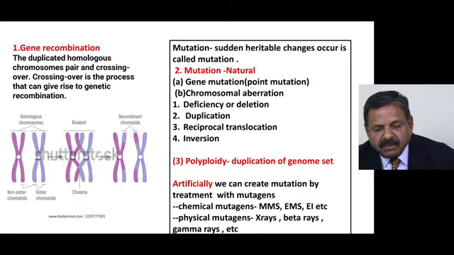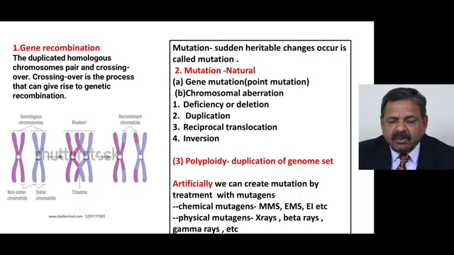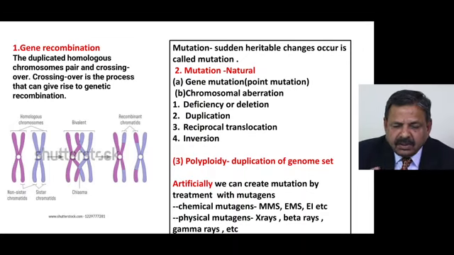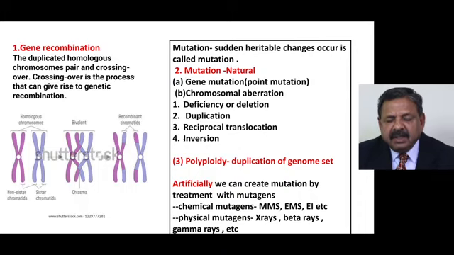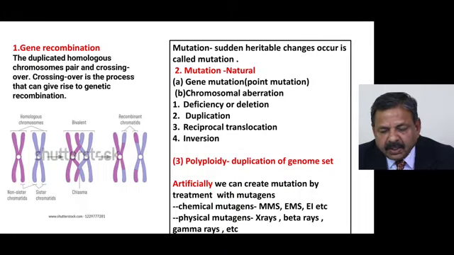Another is the chromosomal aberration, meaning the entire chromosome is changed. Either some part of the chromosome is deleted, or some part is duplicated, or some part undergoes reciprocal translocation, or some part undergoes inversion. So these are some of the various natural means that create variation from individual to individual. And the third one is polyploidy, meaning the duplication of the genomic set.